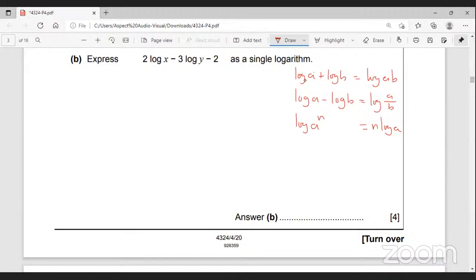Now, when you see the first one, we have to apply the power law. Therefore you are going to bring this one on top. So that one will be log x to the 2, or x squared, that is actually it. And then the next one is the same. So it's going to be minus log y to the 3.